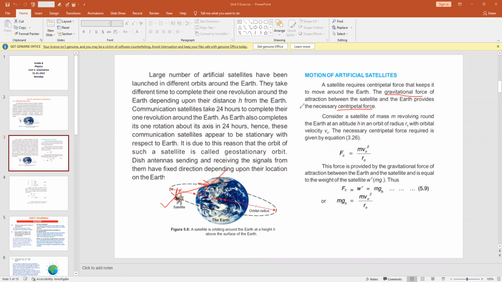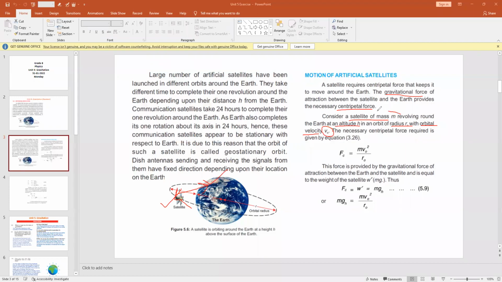So to find out the motion, first we have to take the mass m of a satellite that is revolving around the Earth, and obviously it is moving at some height h. So we can say that the altitude is h, and the orbital radius of this satellite is r naught. So r naught is equal to r plus small h, right? That we have discussed in the previous slide. And as this satellite is moving, obviously it is moving with some velocity. So for an artificial satellite, we can say that it has the orbital velocity, and the orbital velocity is represented by v naught.